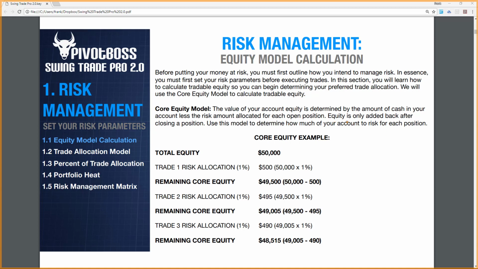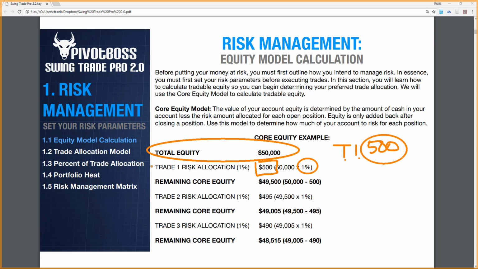Equity is only added back after closing a position. So you use this model to determine how much of your account to risk for each position. So basically, say you have a starting equity of $50,000, and then you risk $500 on the next trade, which is 1% of the account. And while that trade 1, T1 here, $500, is in play, if you go to take the second trade, now you're taking 1% of the remaining core equity, which is the starting balance minus any open risk position.